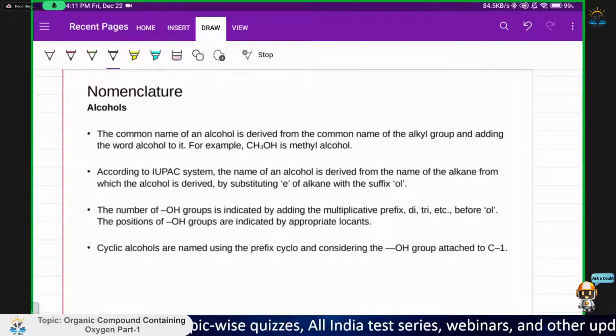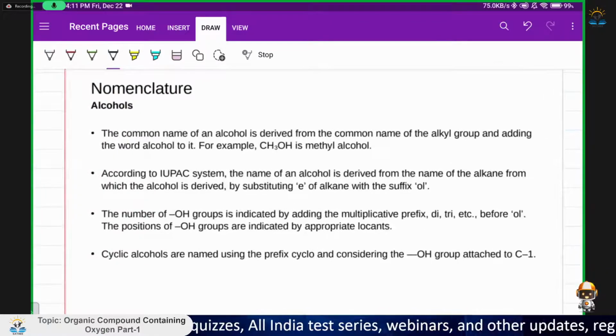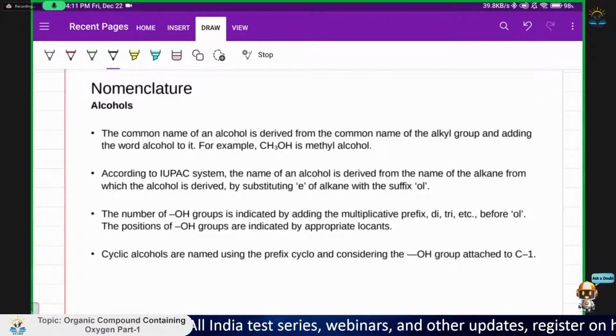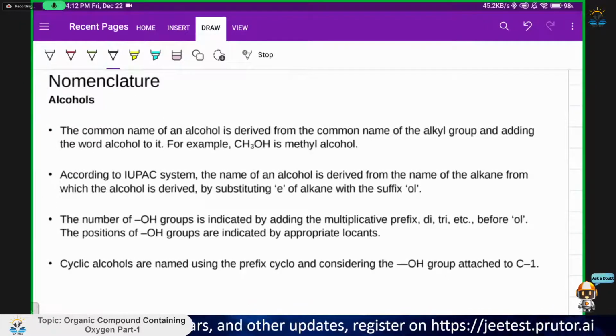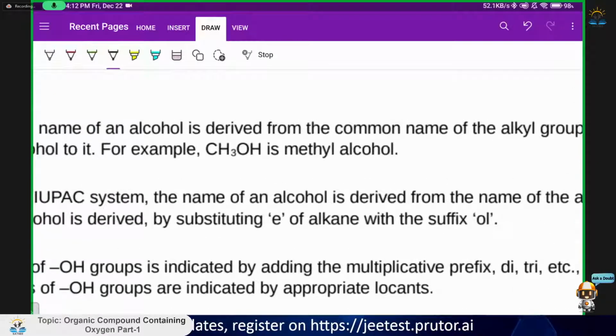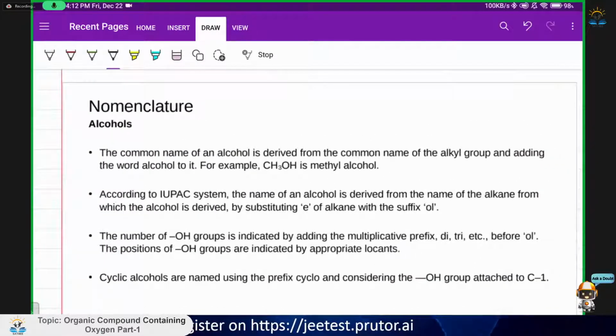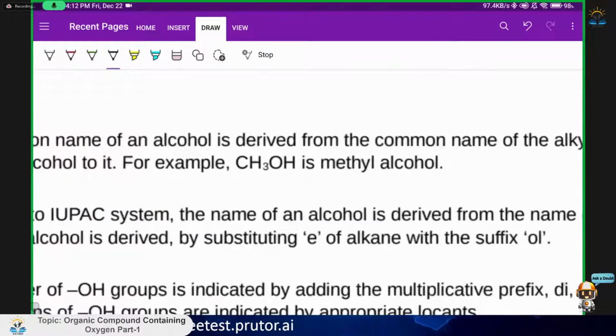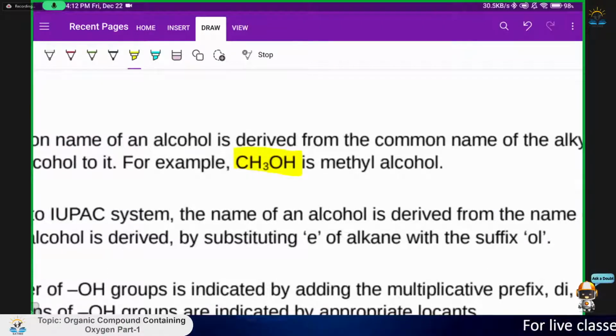Now we'll see the nomenclature of these compounds. First, alcohols. The common name of an alcohol is derived from the common name of the alkyl group by adding the word alcohol to it. So here we have CH3OH. The CH3 group, as we always know, is known as the methyl group. So for the methyl group, we add the term alcohol to the end of it. So the common name of this compound is methyl alcohol.